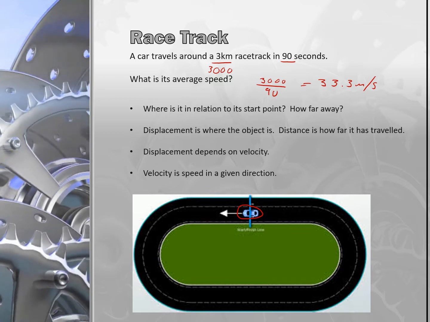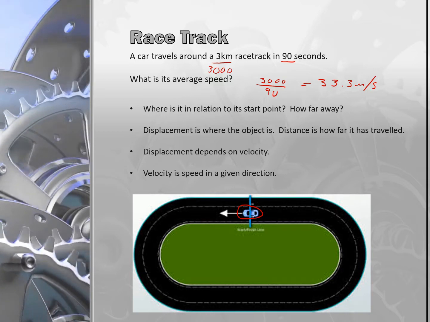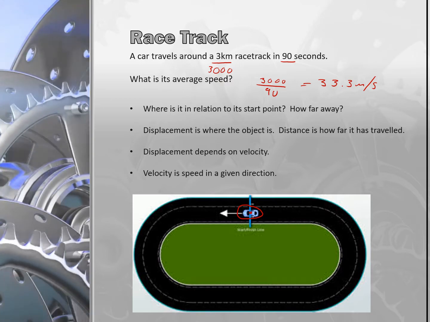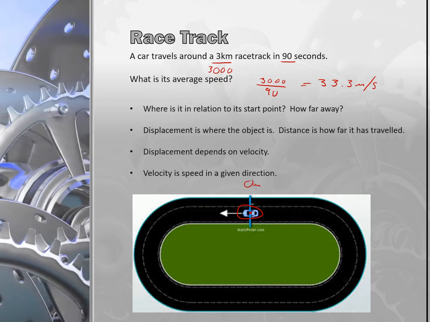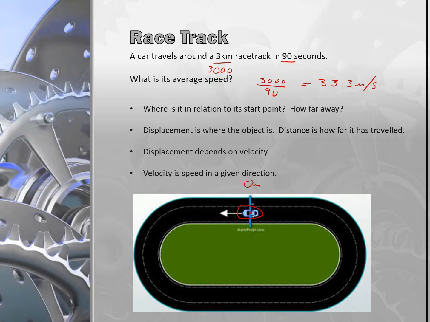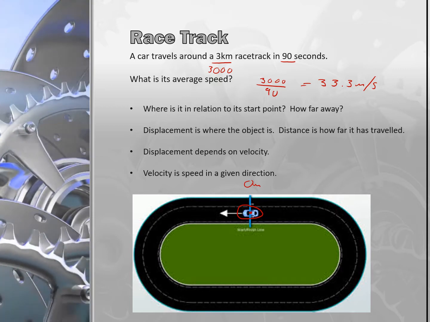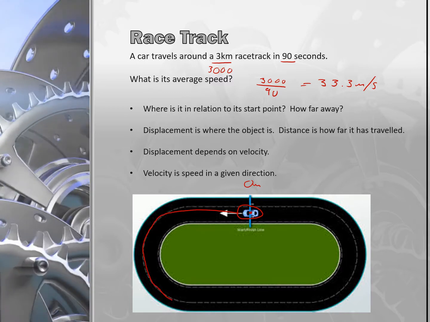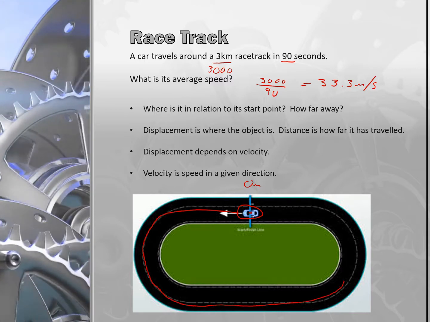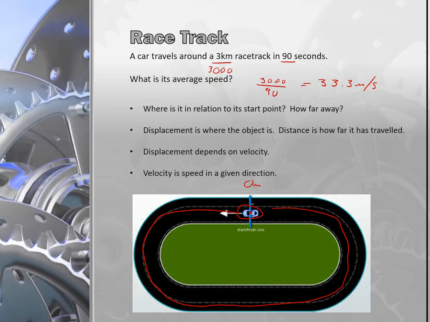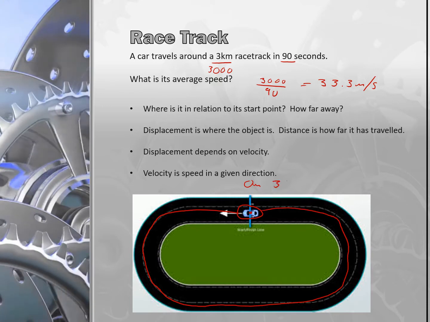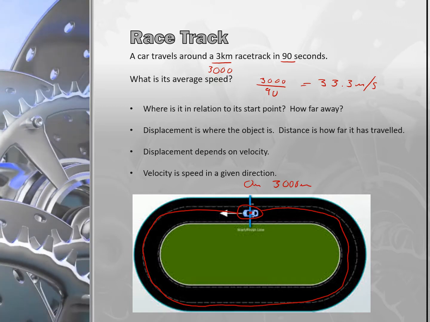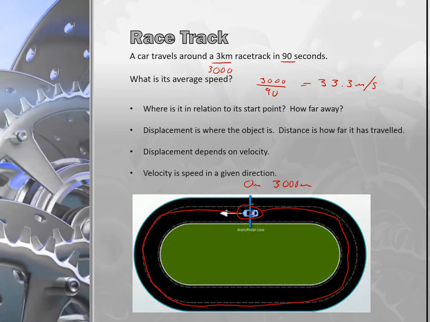So second question, where is the car in relation to the start point? Well, it's on the start point. So how far away from the start point is it? 0 meters. But the car has travelled right around the track. So it's gone from here right the way around and it's returned to the start. But that was 3,000 meters. So this doesn't make sense. How can the car be 0 meters and 3,000 meters from the start point?